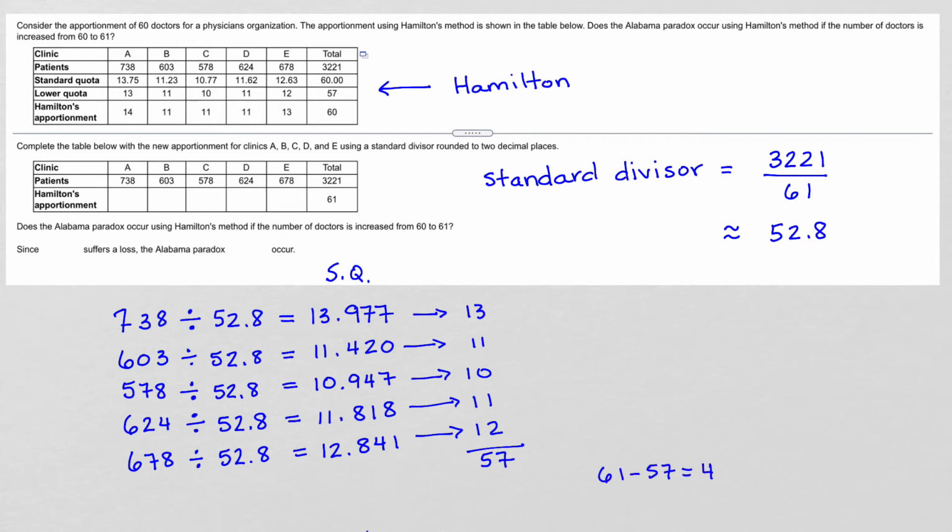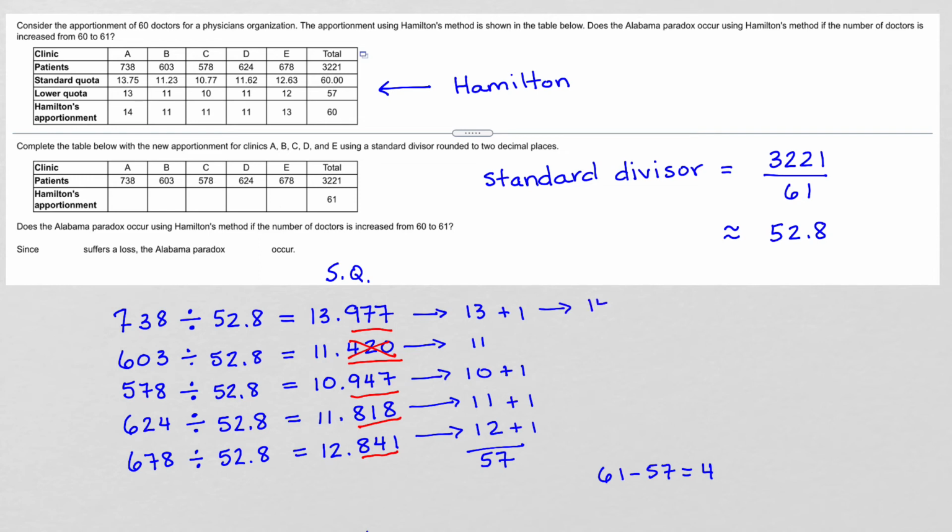So who gets those 4 doctors? I'm going to give 1 to each clinic that has the largest decimal portion. So I'm looking at now the 977, the 420, 947, 818, and 841. And of those, I have 5. I need to give out to 4 of them, and this is the lowest. So this is the one that doesn't get an extra. So I'm going to add 1 to these 4.